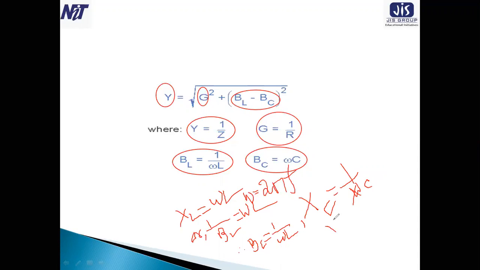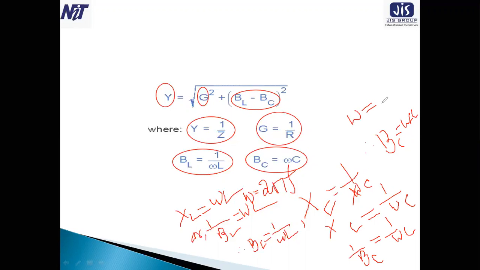So XC equals 1 by omega C. The relation of susceptance is 1 by BC, that is equal to 1 by omega C. So BC will be equal to omega C, where omega equals 2 pi f.